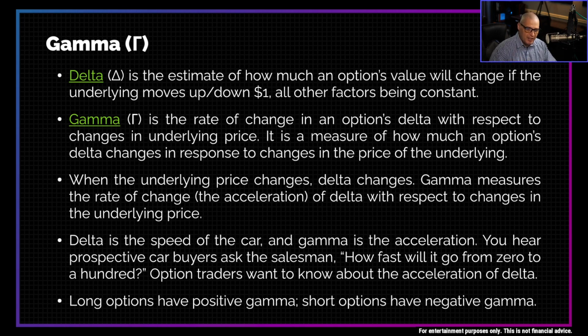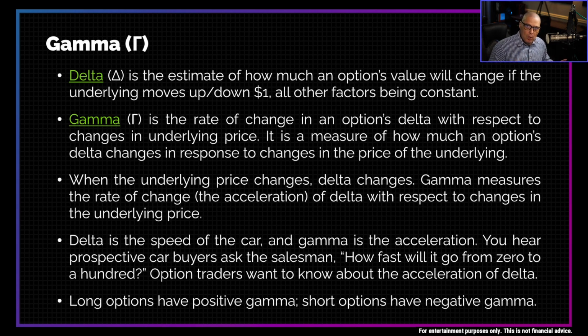Gamma measures the rate of change or the acceleration of delta with respect to changes in the underlying price. A good analogy here is delta is the speed of the car, right? And gamma is the acceleration. It's how fast it gets to that speed, right? So when you go to a car lot, you'll often hear prospective car buyers ask the salesman, how fast will it go from 0 to 100? Well, option traders, they want to know that as well. They want to know about the acceleration of delta. In this case, they want to know how quickly the delta of their option is going to change.